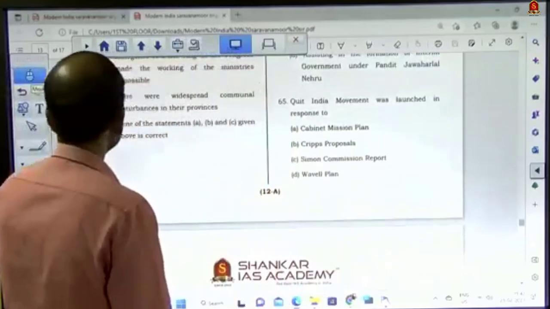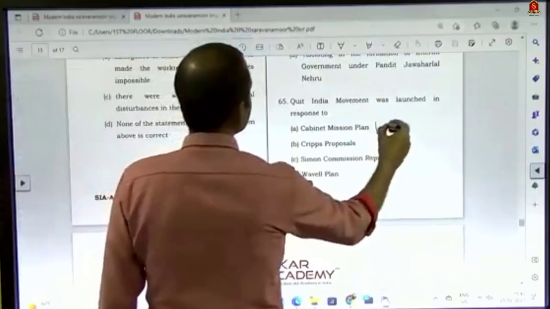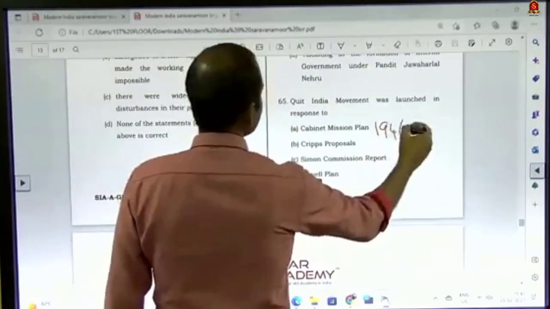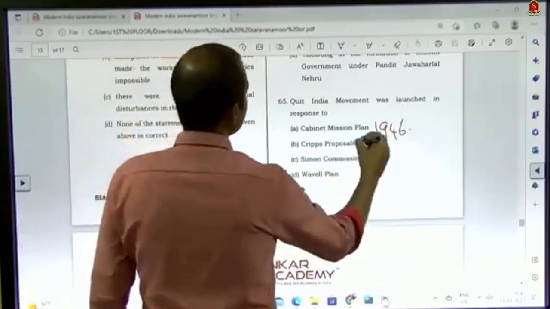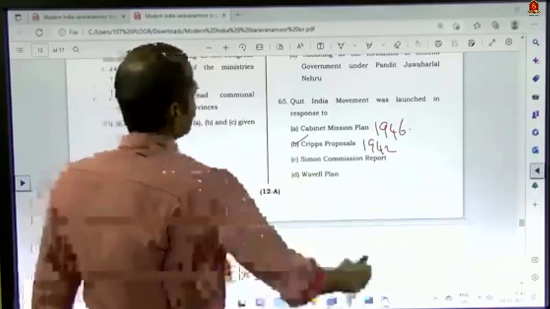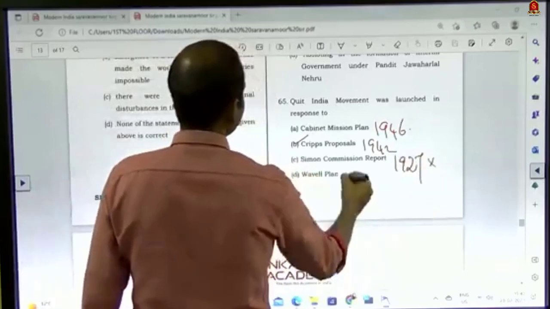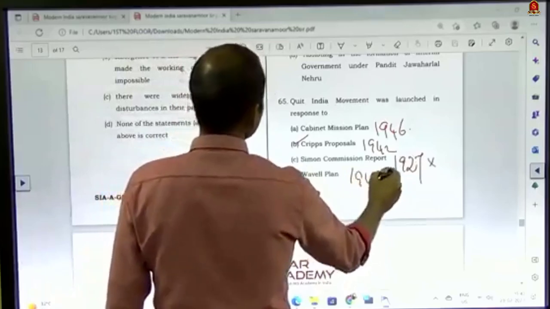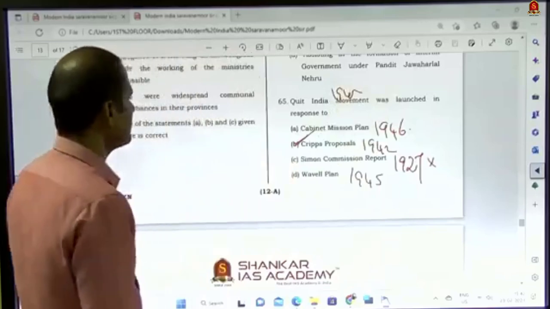Next, 65. The Quit India movement was launched in response to the Cabinet Mission 1946 after the general election in Britain? Clement Attlee sent the Cripps proposal, correct, 1942, that is right. Simon Commission report 1927, absolutely wrong. Wavell Plan 1945, Quit India movement 1942. The answer is B, Bombay.